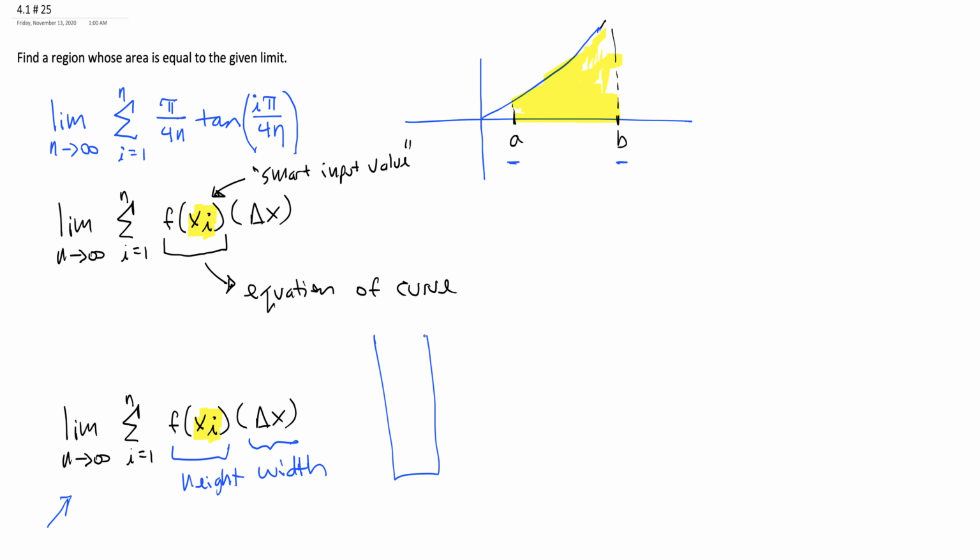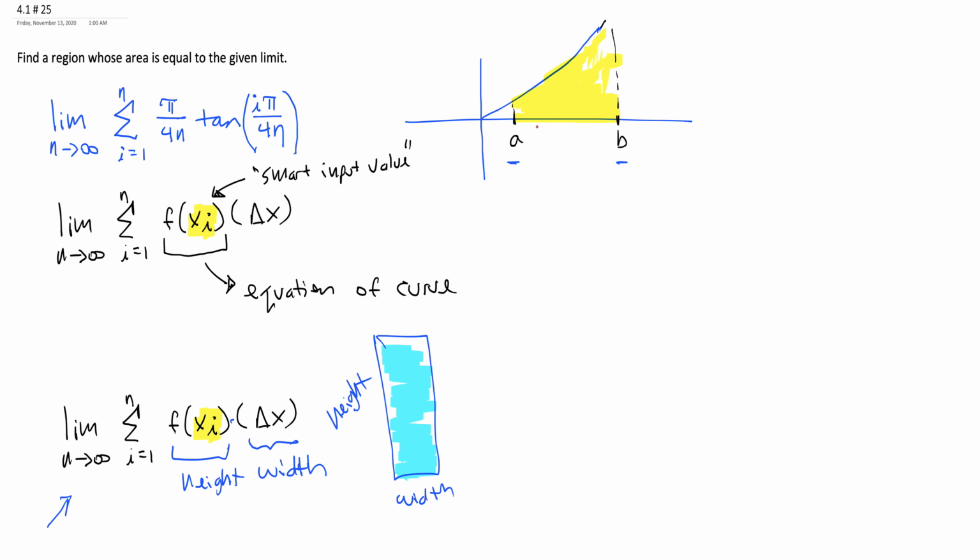All right, so if you have a width and you have a height and you multiply them together, you have yourself an area. So that's what's going on right here, you're multiplying height and width, so you're getting the area of a rectangle. And then this sigma right here means you're adding up a bunch of rectangle areas. And n going to infinity means you have infinitely many rectangles, which means you're going to get very close to the area under the curve.